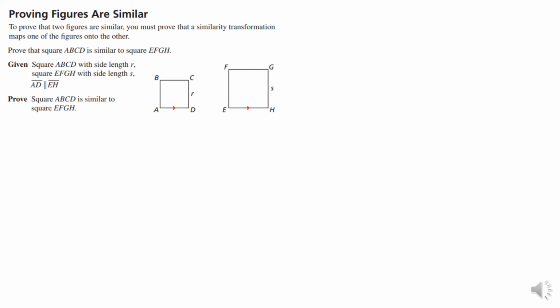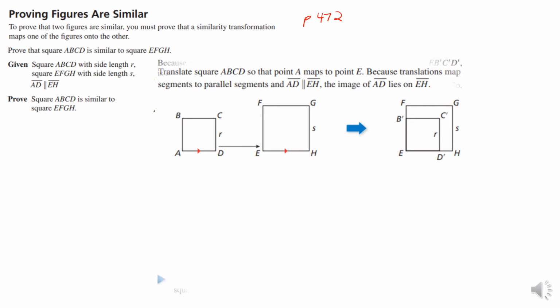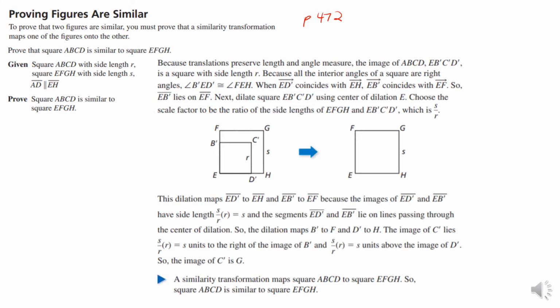So on page 472 in your book, they give you this really long explanation of how to prove that figures are similar by mapping them. Okay? So you can look that up in your book. There's a lot of discussion, and look through that carefully. But we're just going to do one or two and show you how that works.